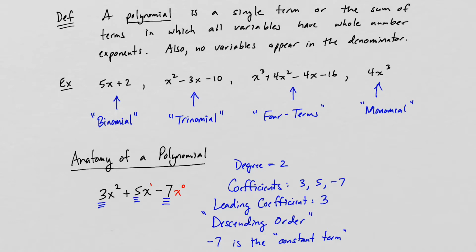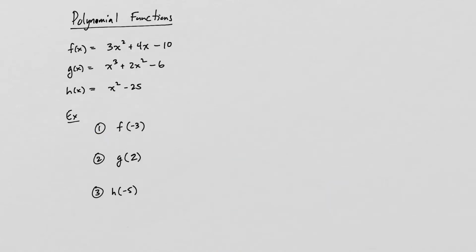Now let's talk about polynomial functions. A polynomial function is when you have a function, such as f of x, defined as a polynomial expression. And so I have three polynomial functions defined here. I won't read them off, but we have a second degree polynomial here, a third degree polynomial here, and another second degree polynomial here. We evaluate polynomial functions just like we evaluate any other type of function that we've done previously.